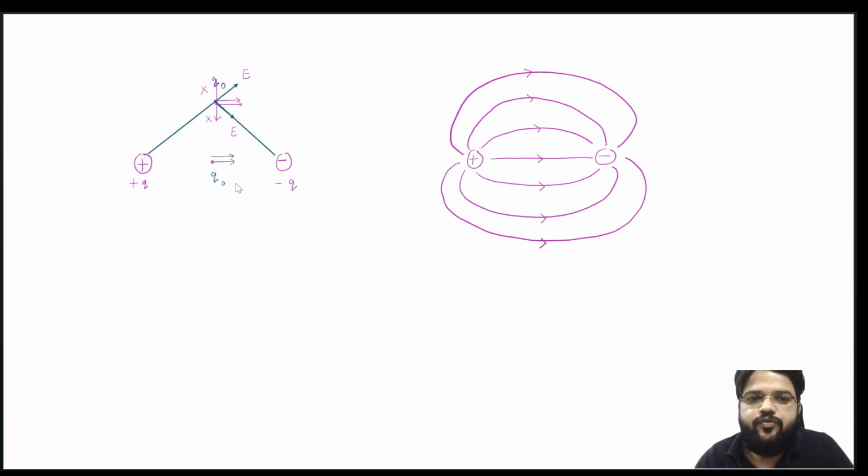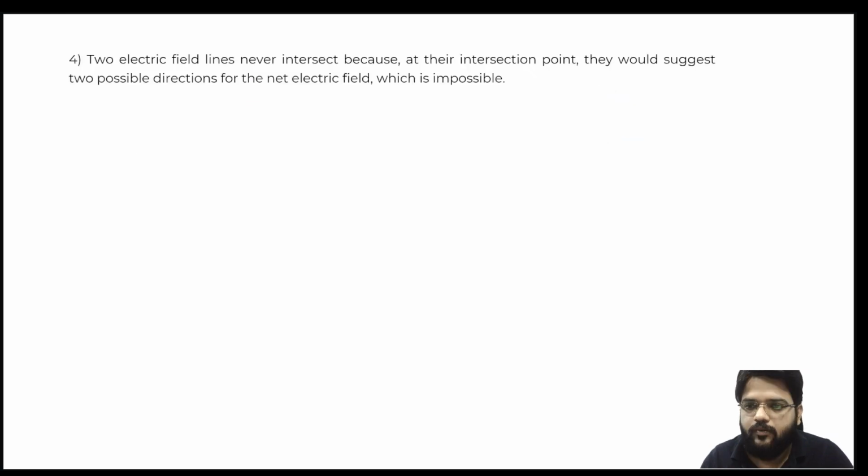So this is the field diagram for this positive and negative charge. So I hope this thing is clear to everyone. Let's see the next property, everyone. Property number 4.